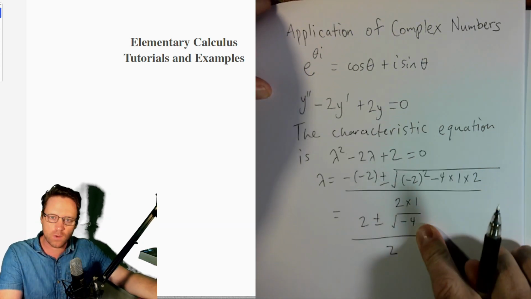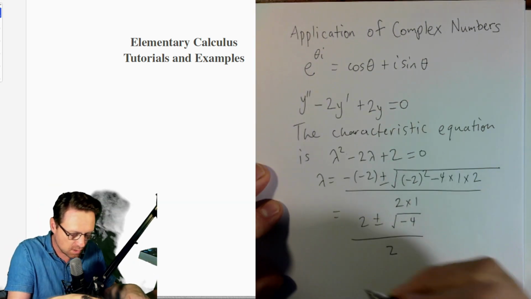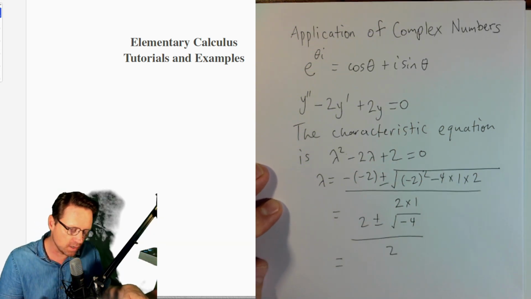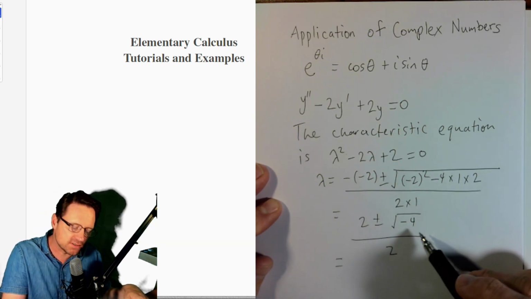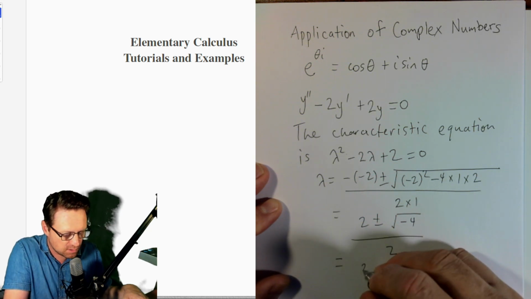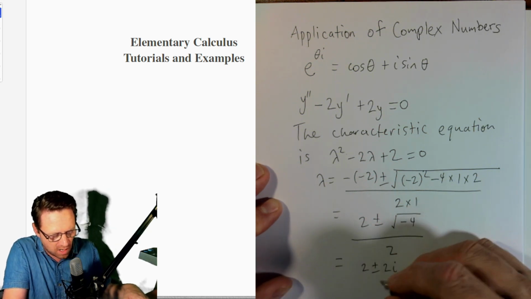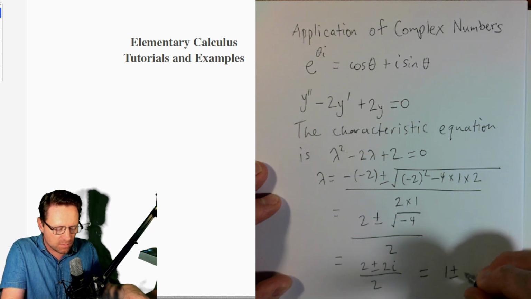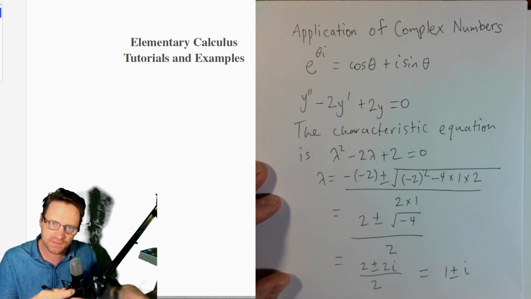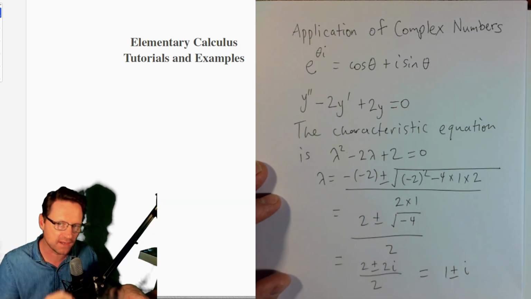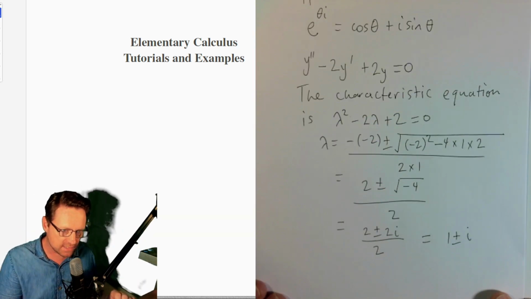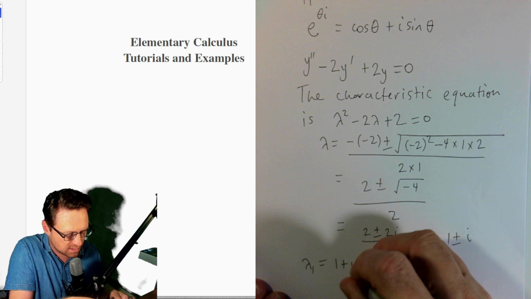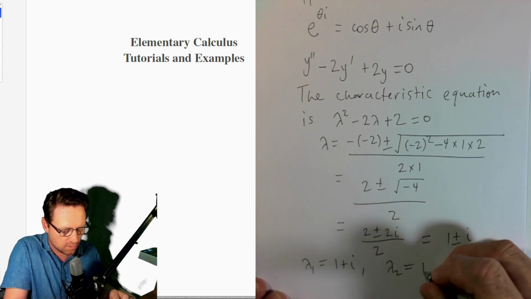Now inside the square root we have a negative number, so we need to introduce the letter i, the square root of -1. So 4 is 2 squared, so we can pull out the 2. And so we have 2 plus or minus 2i all over 2. Now this is 1 plus or minus i, because we can divide the 2 into that 2 and into that 2. All right, so moving on, let's label these. Lambda 1 is 1 plus i, and lambda 2 is 1 minus i.